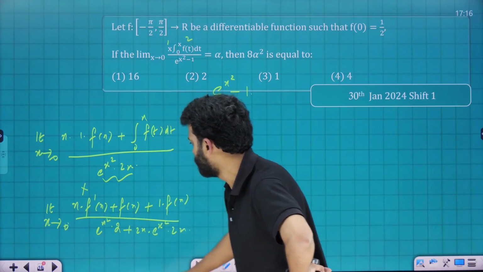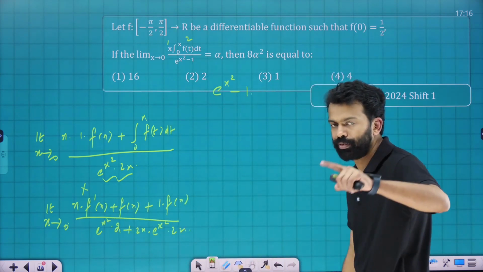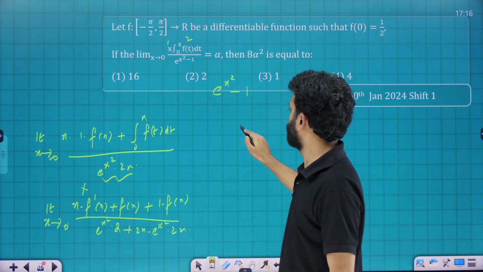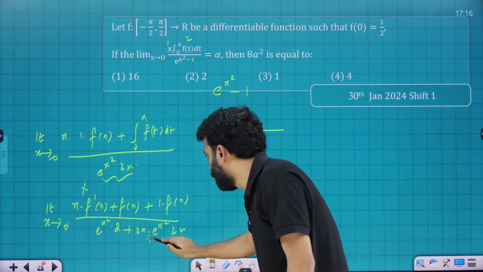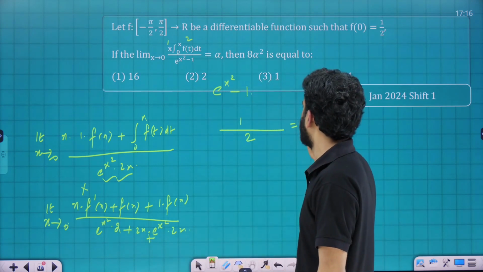Then this will get cancelled. This will be f of 0. This will also be f of 0. f of 0 plus f of 0 is 2 times f of 0, and 2 times f of 0 is 1. That is 1 divided by, if you apply here, this will be cancelled. This will be e raised to 0 square, that is 1, 1 into 2. That is what alpha is.